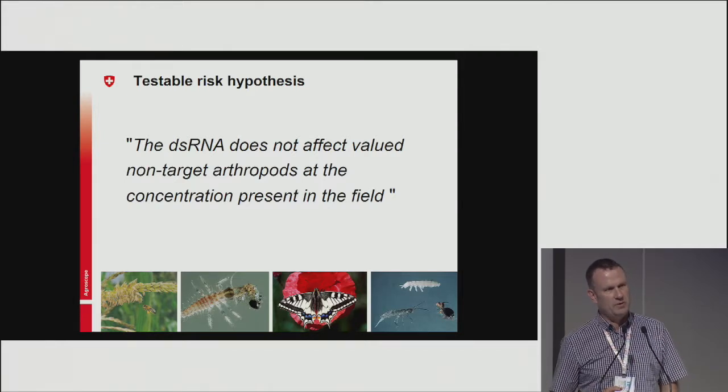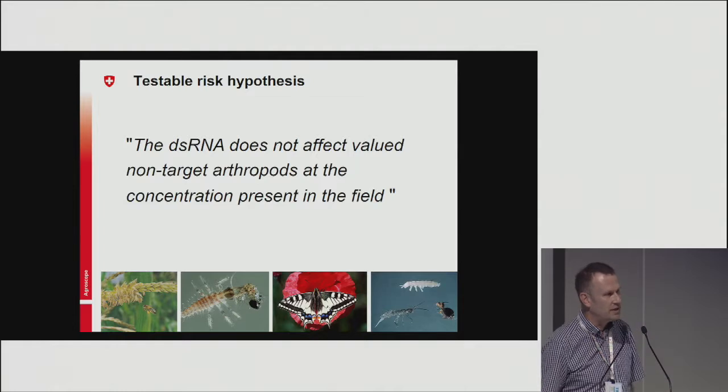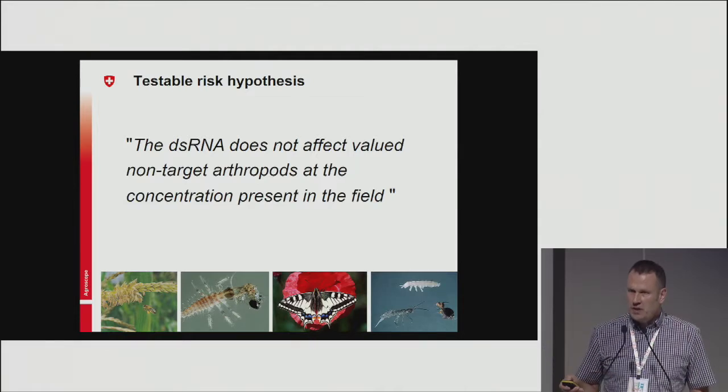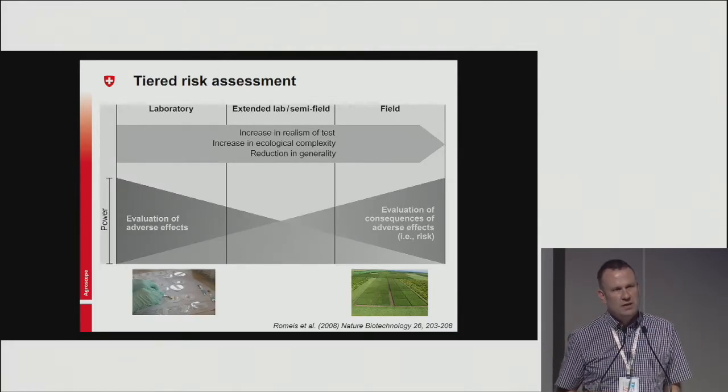And if we are at that point, I think we can start to think whether we have the data to address this hypothesis from earlier studies or whether we go into testing. Typically, when we test this hypothesis, we do that in a tiered risk assessment framework that is, again, similarly used in the pesticide world as in the GM world.